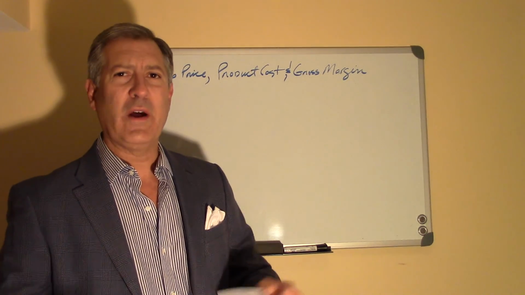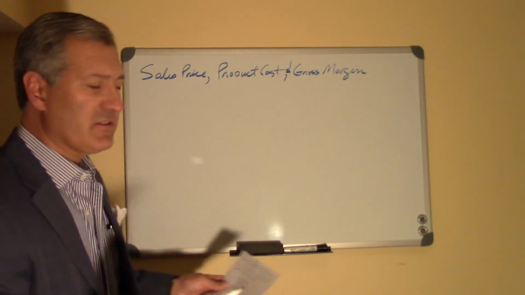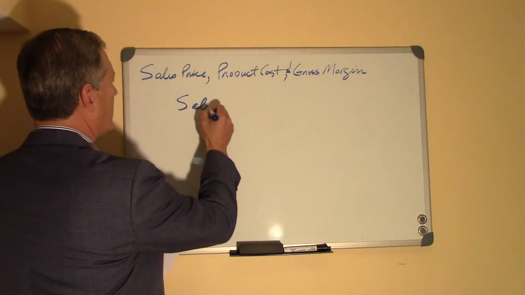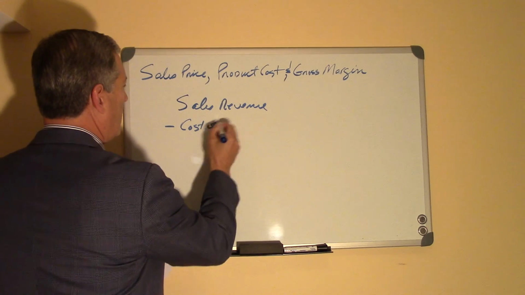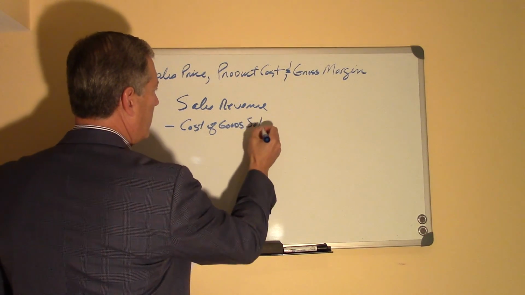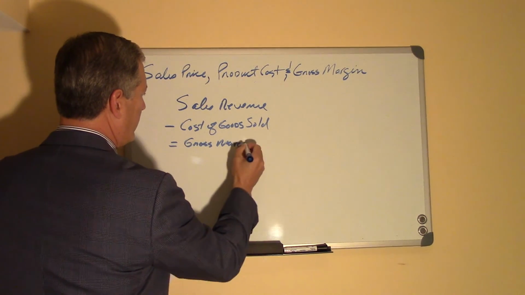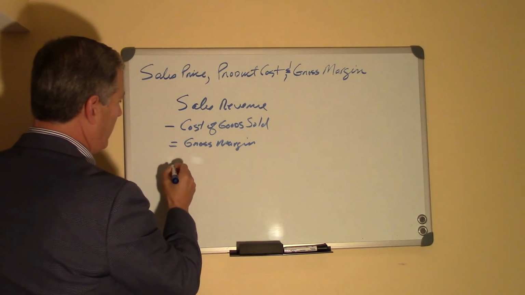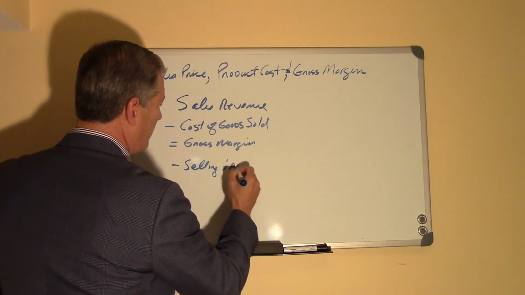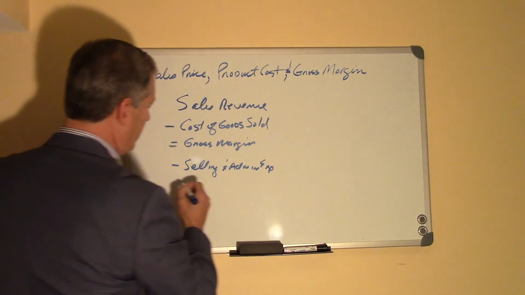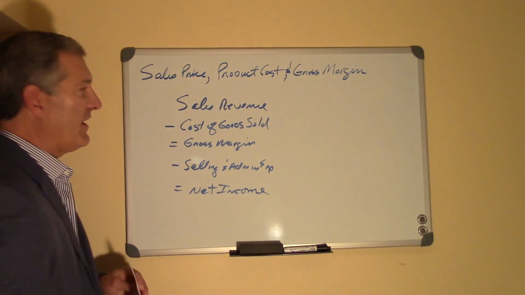Well, let's first talk about what is margin, what is gross margin. And if you remember the multi-step income statement, it looks something like this. Sales revenue minus the cost of goods sold, and that's going to equal your gross margin or your gross profit. Then a company needs to subtract its selling and administrative expenses, and for the most part that will leave them with net income.